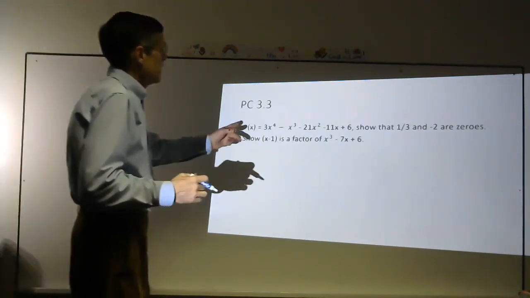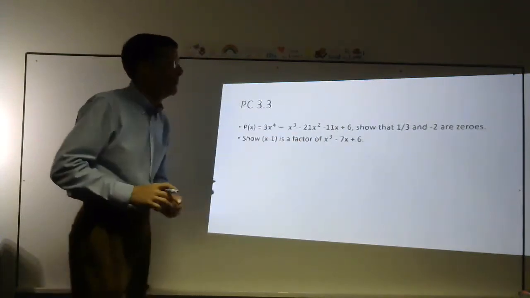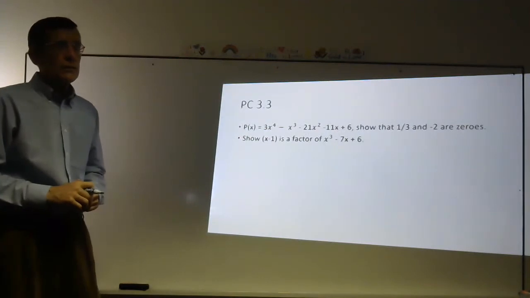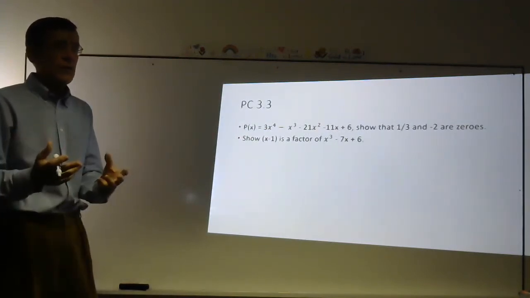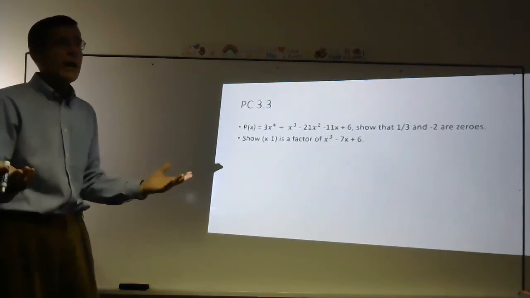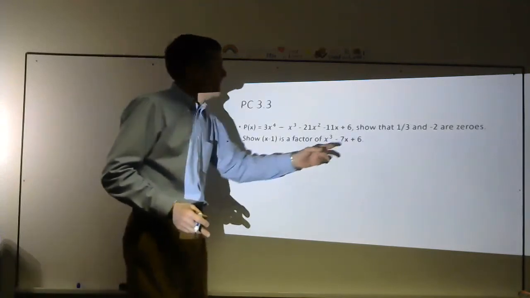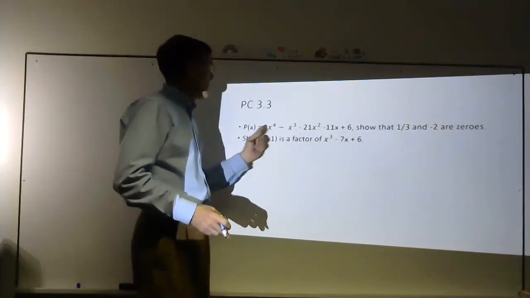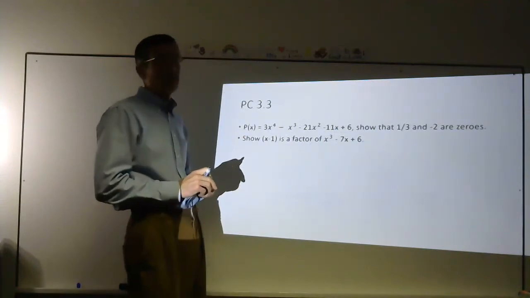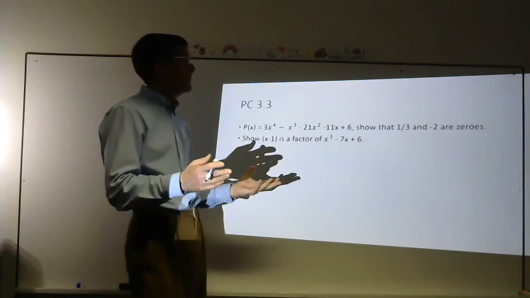Here we have a big, long, ugly function. Show that 1/3 and -2 are zeros. Remember what a zero is. A zero is some x value you put in and you get 0 out. Now we just talked about that. If I put 1/3 into this function, that's finding p of 1/3, right? Which is the same as the remainder if I do synthetic division.